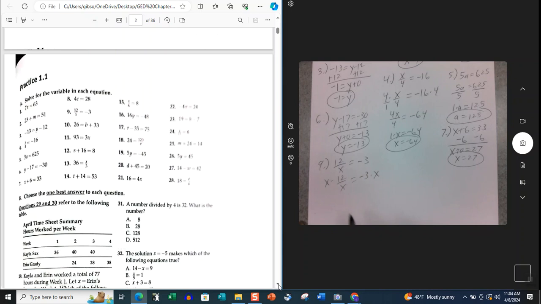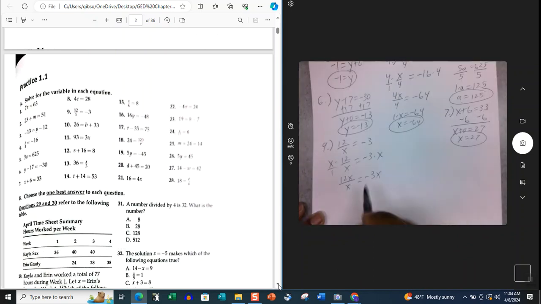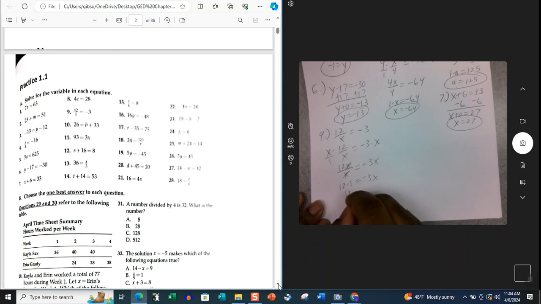So we multiply each side by x. This will give us 12x over x is equal to a negative 3x. Now, when we look here, these x's both will simplify out to 1. So this would be 12 times 1 equals negative 3x. So this would be 12 equals negative 3x.